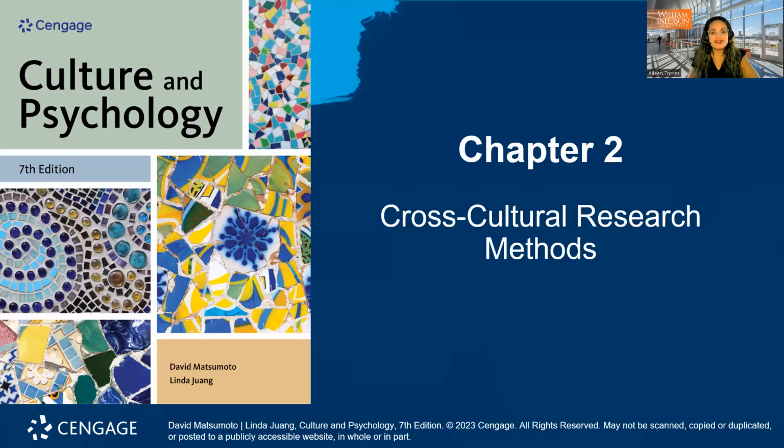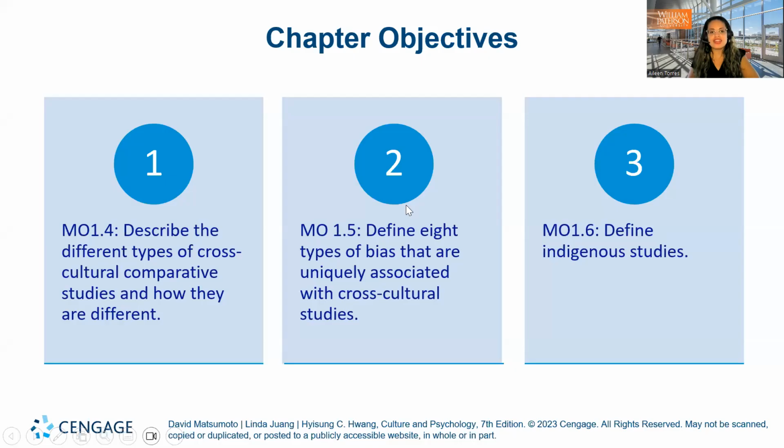Welcome. We're now on Chapter 2, Cross-Cultural Research Methods. This chapter will be focused on three main objectives. The first one is to describe the different types of cross-cultural comparative studies and how they are different. The second objective is to define 8 types of bias that are uniquely associated with cross-cultural studies. And finally, our third objective is to define Indigenous studies.